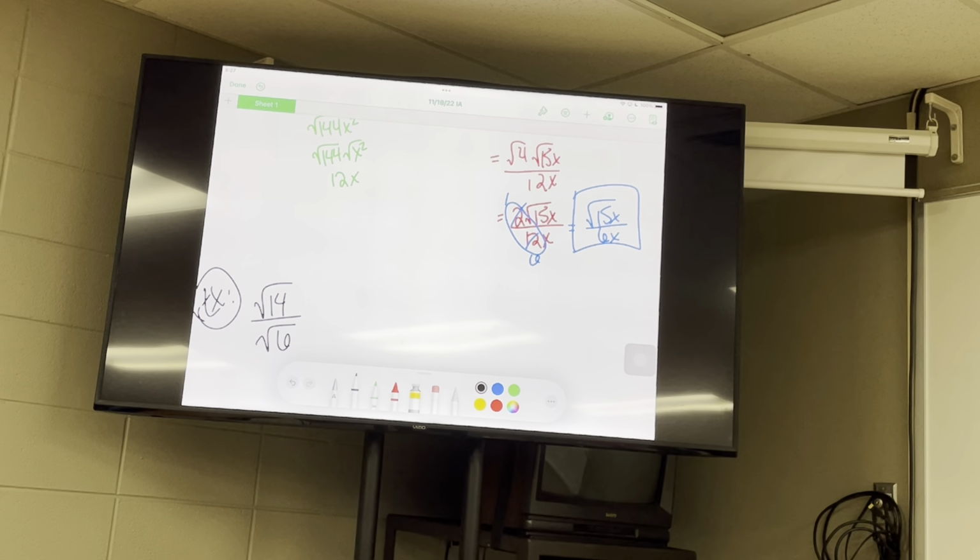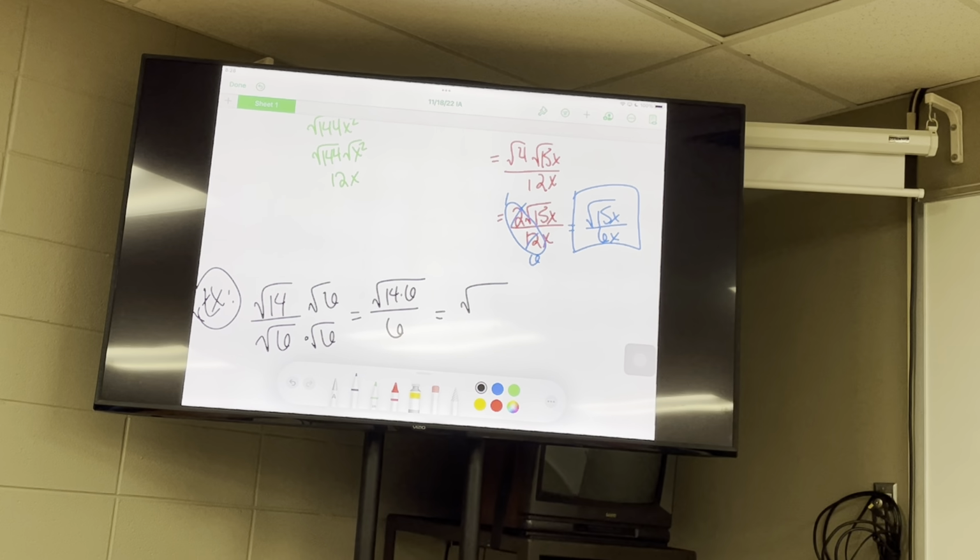So how do I get the 6 to go away? Multiply it by itself. Remember, you can't just multiply the bottom by it, you also need to multiply the top. Multiply both the bottom and the top so that it can cancel, and you just end up with 6 on bottom. And then you have the square root of 14 times 6.